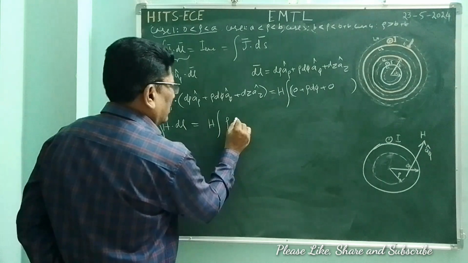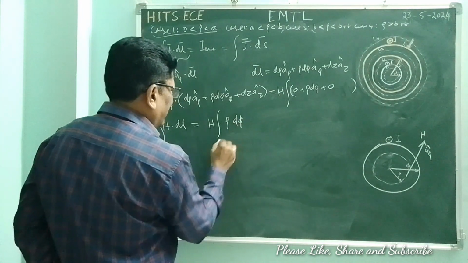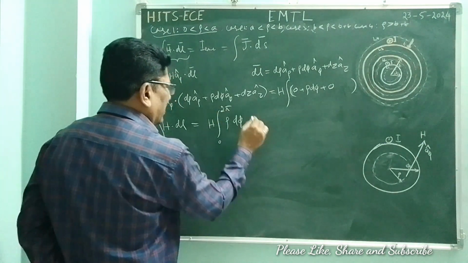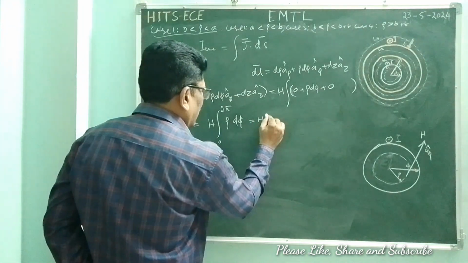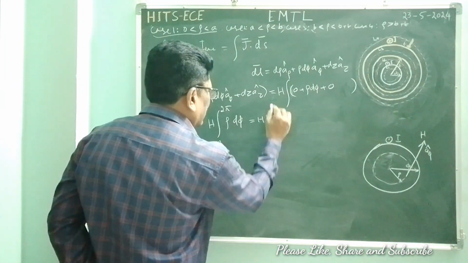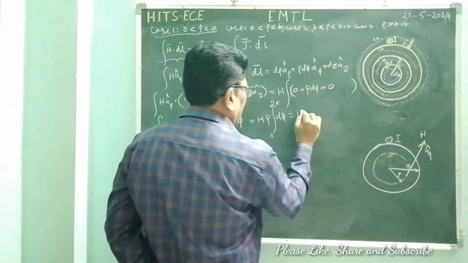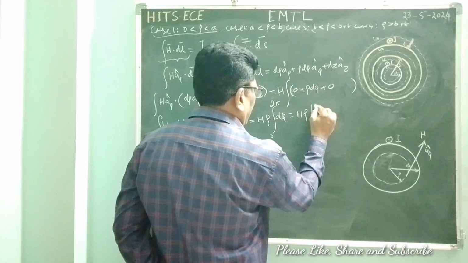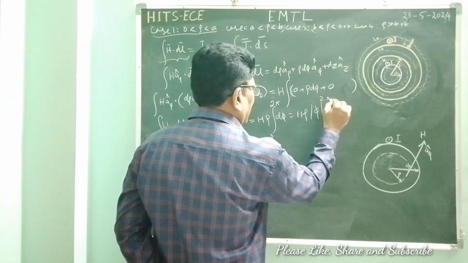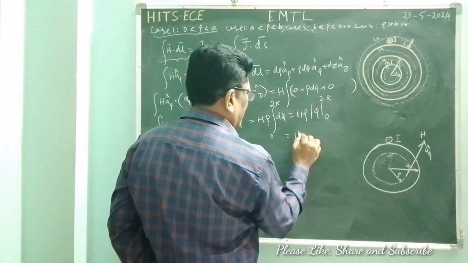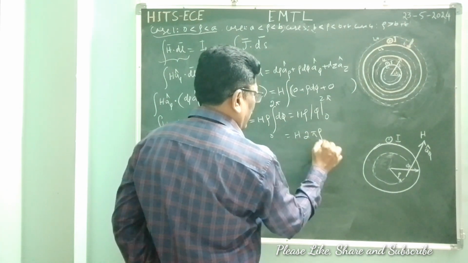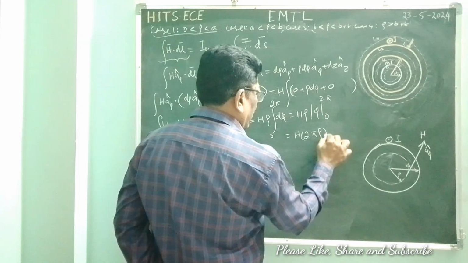integral rho d phi from 0 to 2 pi, which is equal to H rho integral 0 to 2 pi d phi, which is equal to H rho into phi from 0 to 2 pi, which is equal to H into 2 pi rho.